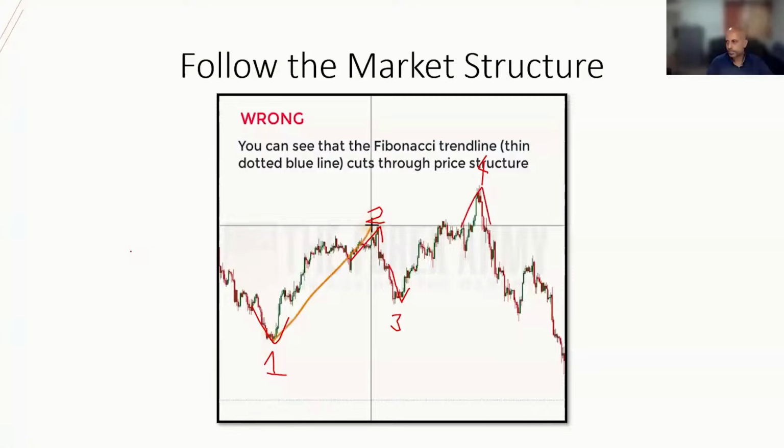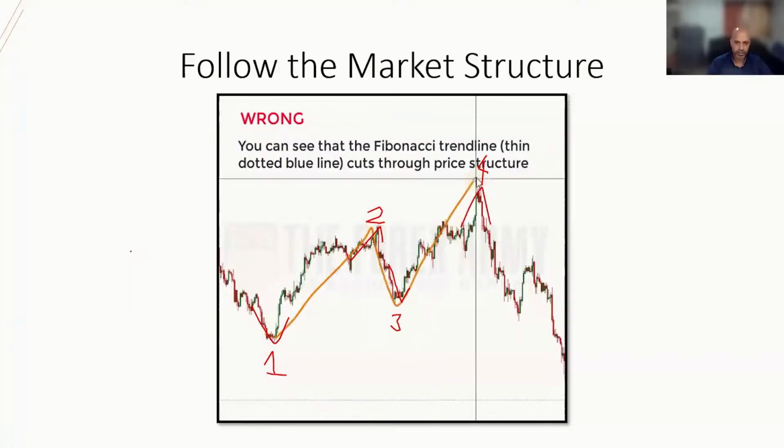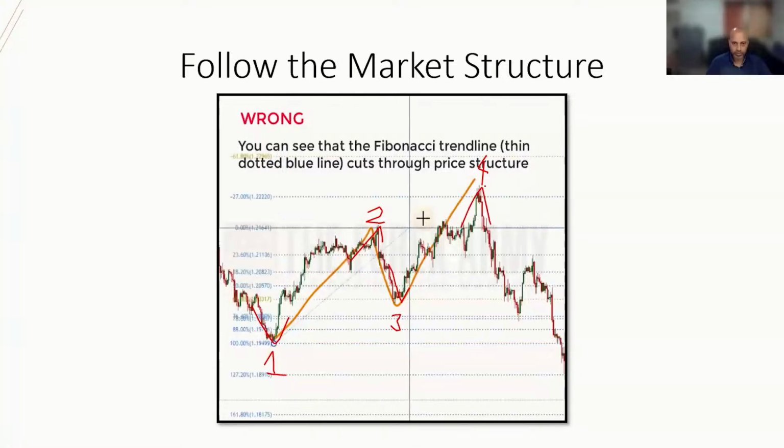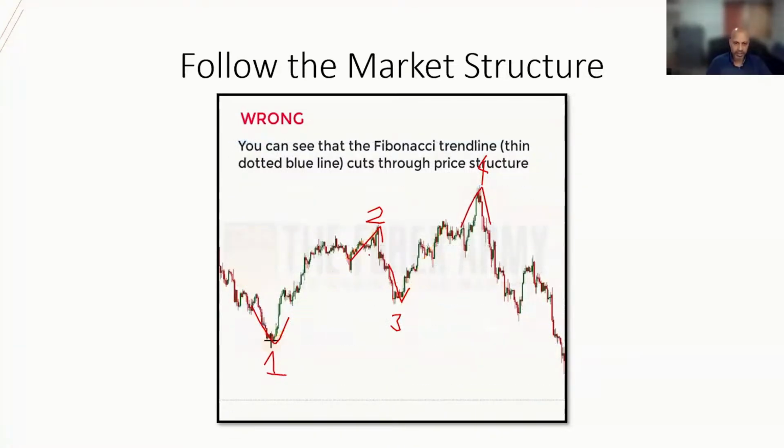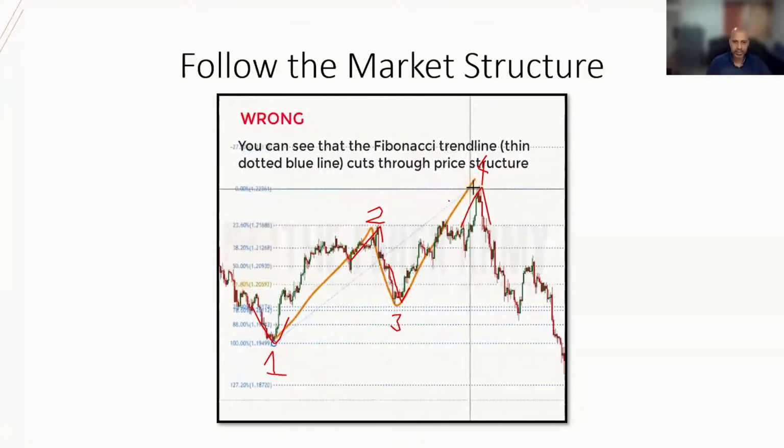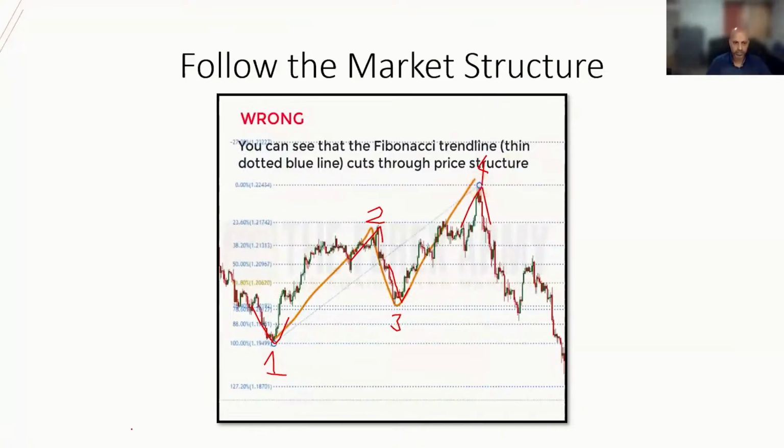But in this example, they're drawing the Fibonacci retracement starting from point 1, but going all the way up to point 4. As you can see here, the highlighted diagonal line, that highlighted diagonal line in blue, is the trend line of the Fibonacci retracement tool.